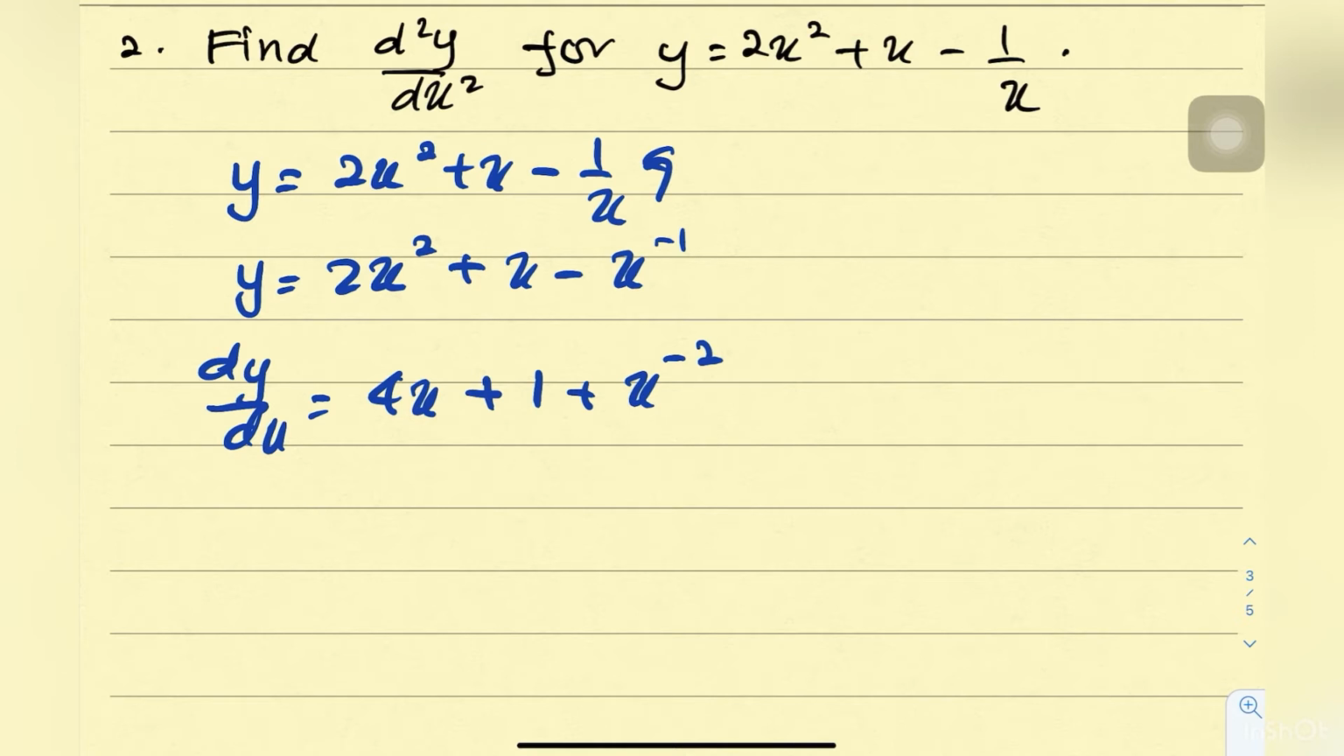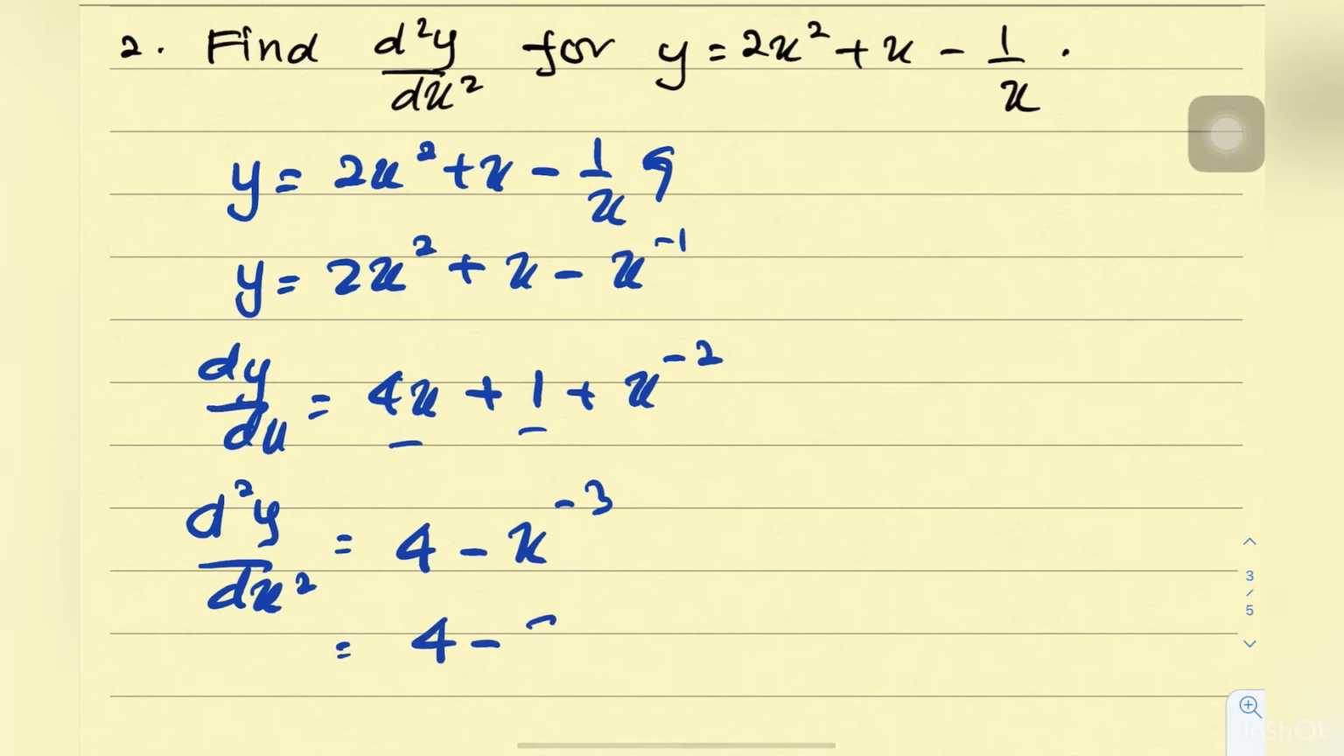Now we have to find d squared y over dx squared, so you differentiate another time. Differentiating 4x becomes 4, differentiating 1 gives 0, and the last term gives negative 2x to the power of negative 3. Then you simplify, and you get 4 minus 2 over x cubed.